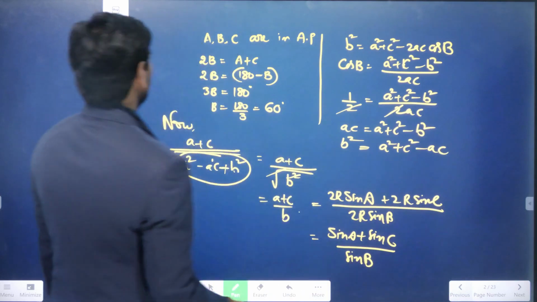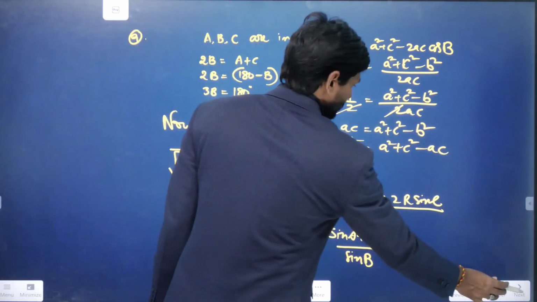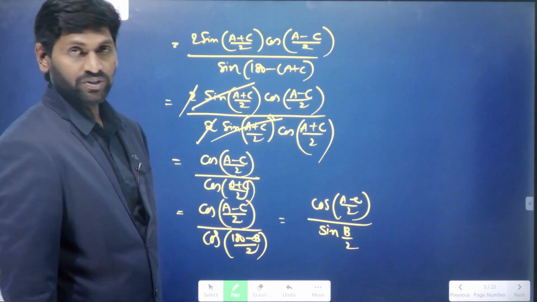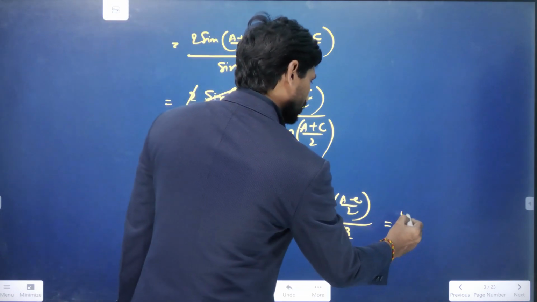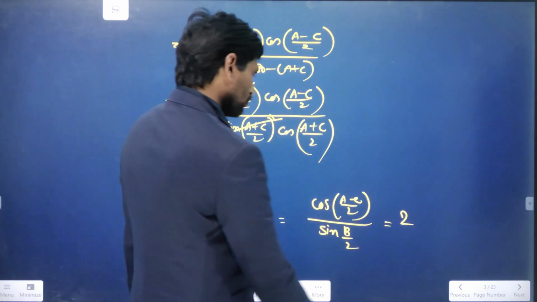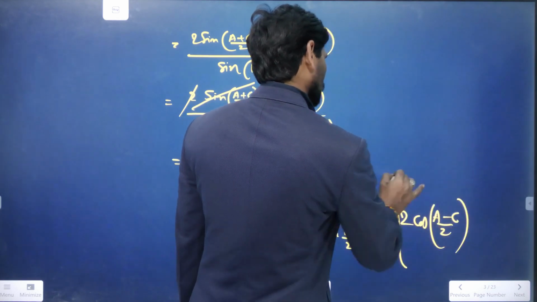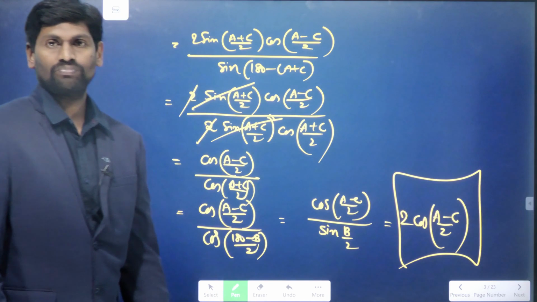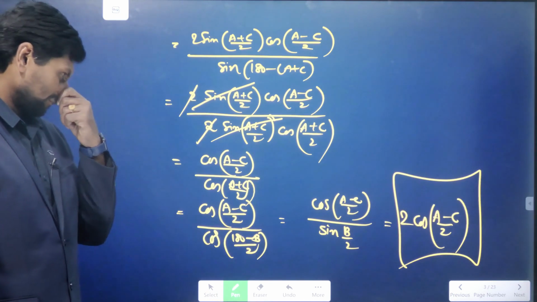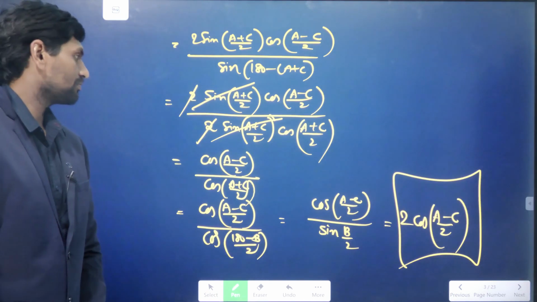But what is the B value? B value is 60 degrees. B by 2 means 60 degrees by 2, 30 degrees. Sin 30 degrees is 1 by 2. When you take 1 by 2 to the numerator, it becomes 2 by 1. So 2 cos (A minus C by 2). This is our required answer. Check, this much process we need to do.